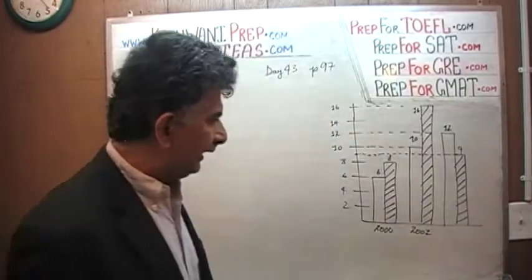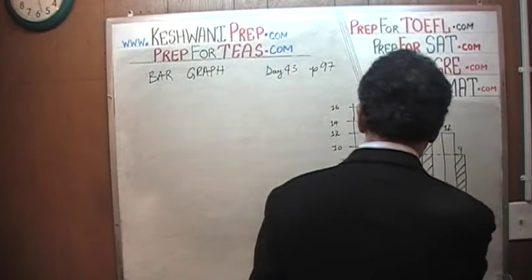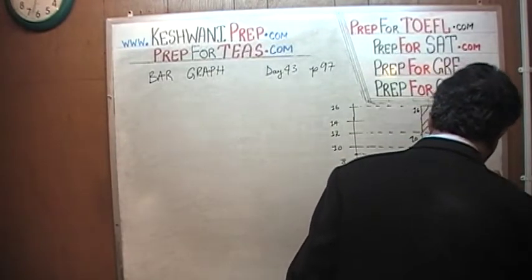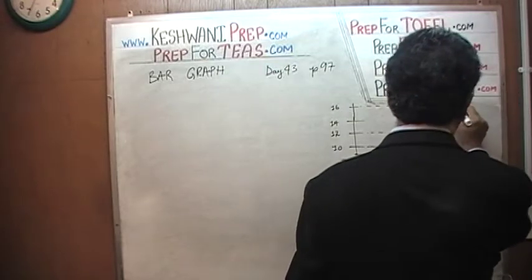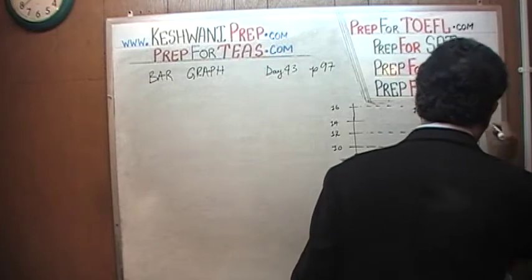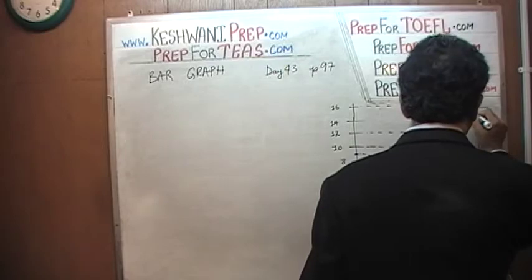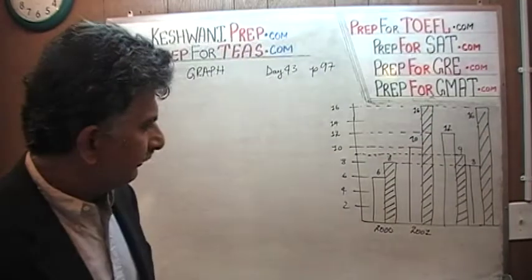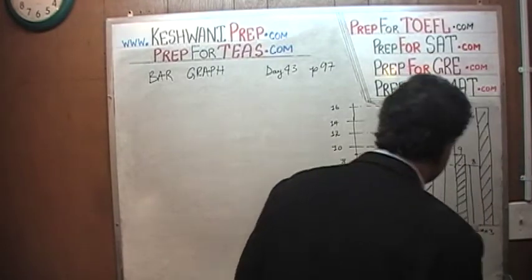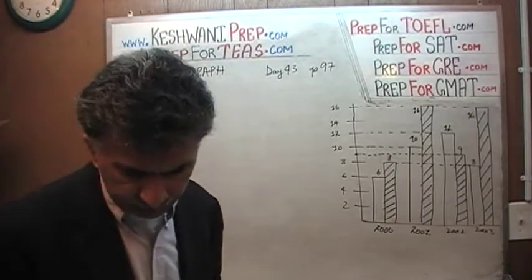And finally, we have 8 and 16. 8, same height as this one, and 16. That's it. Those are the graphs there. So here is your 2002, and here is your 2003. Let's get going.